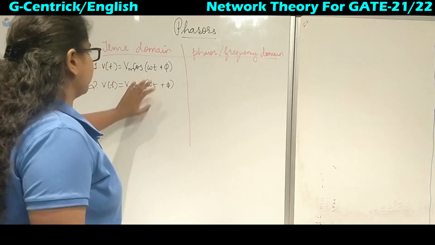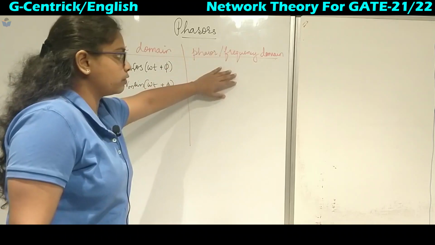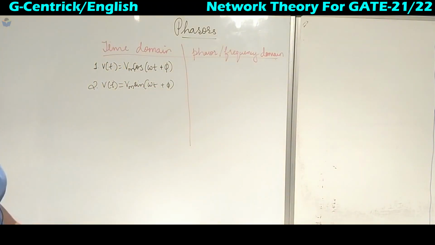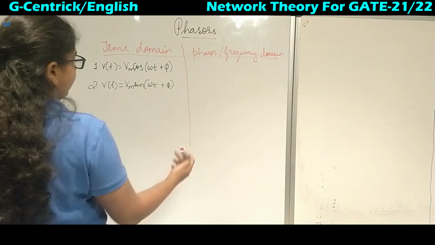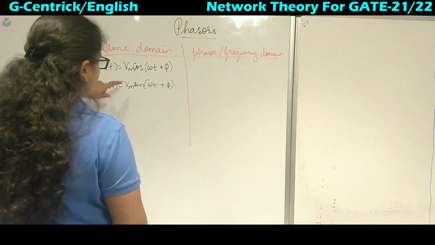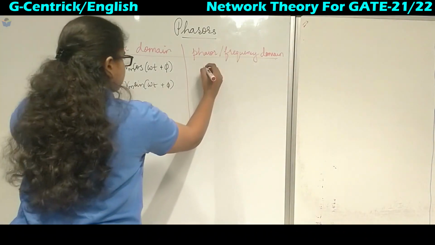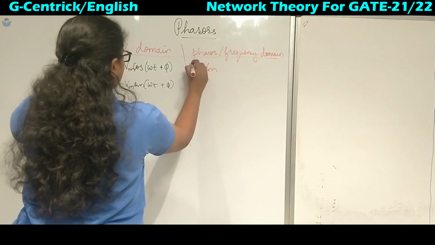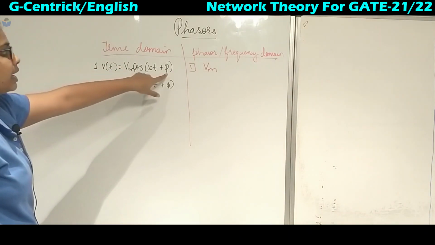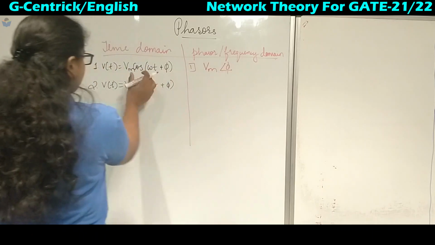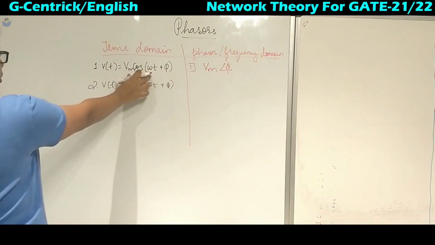These two are given in the time domain. We need to convert them into the phasor domain. So how do we write the phasor? We just take the amplitude with the angle. What is the amplitude or magnitude with respect to the first one? It is Vm. And what is the angle? It is 5 degrees. So it is in cosine.